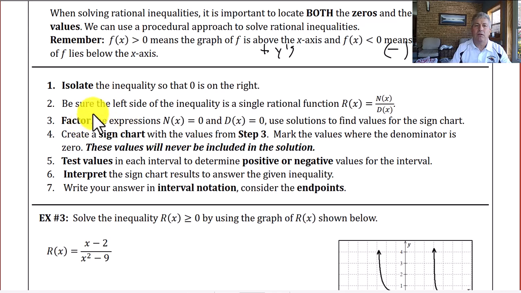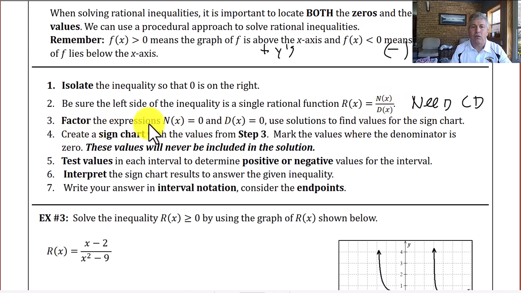Our process here is to isolate the inequality so that 0 is on the right-hand side. So we will move things over. We might have to find a common denominator and put 0 on one side, usually the right side. Be sure the left side of the inequality is a single rational function. So here we might need to get a common denominator, so we just have one rational function.